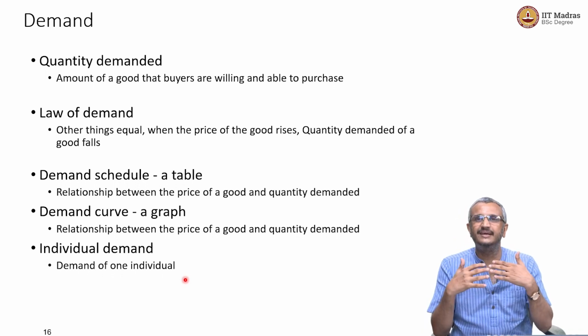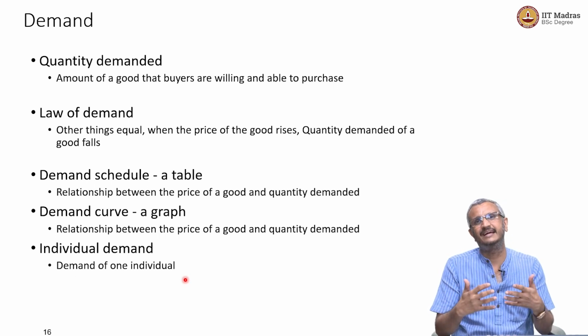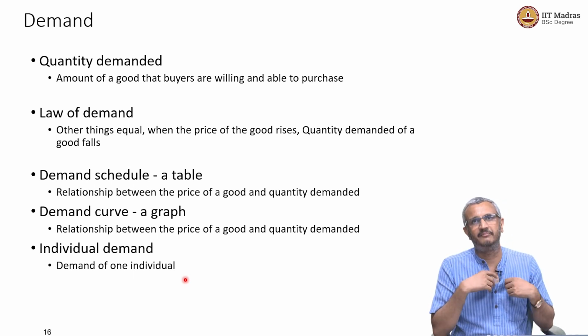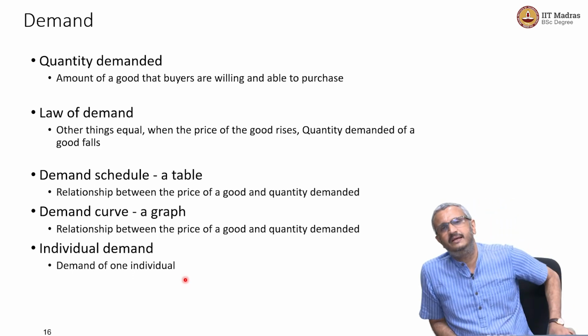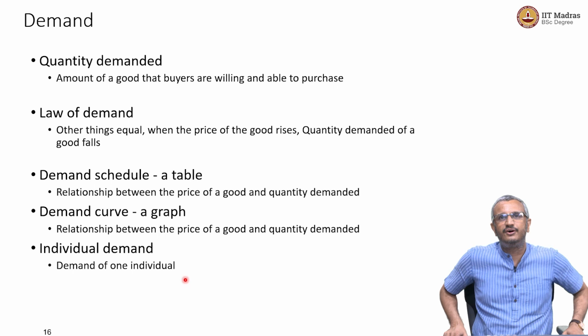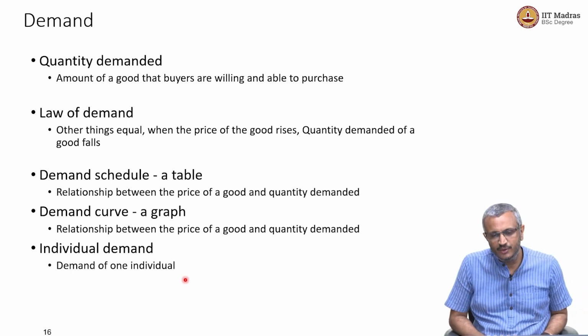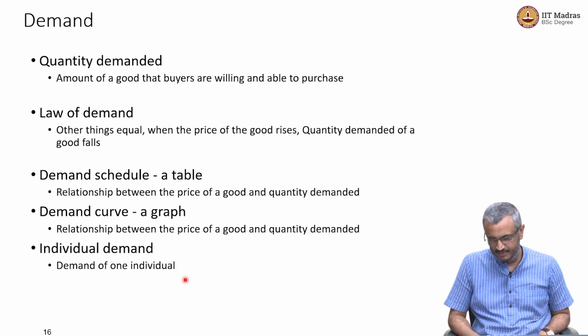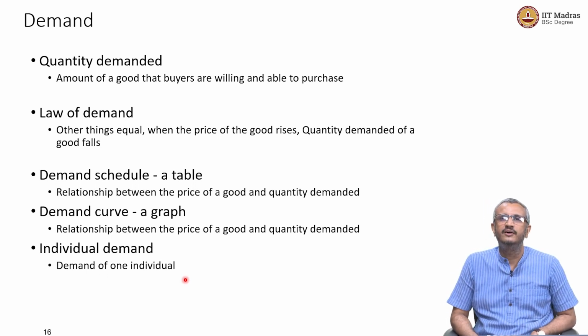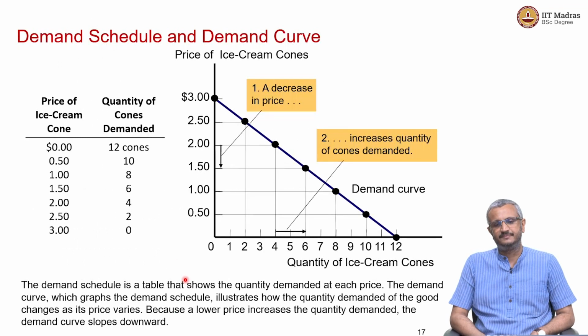We can actually look at the individual level, and then we can aggregate it to the market level. So the demand can be analyzed in terms of a demand schedule, which is a table or a graph, and then it could be individual demand or it could be aggregate demand. So what is the demand schedule and demand curve?